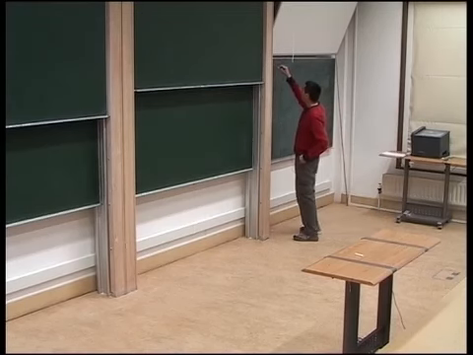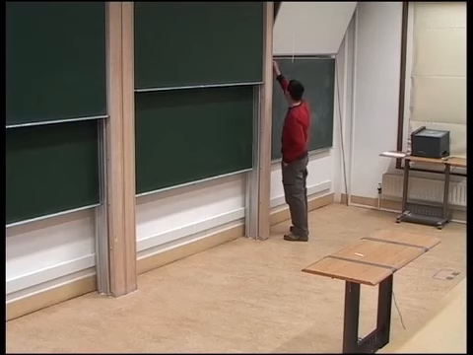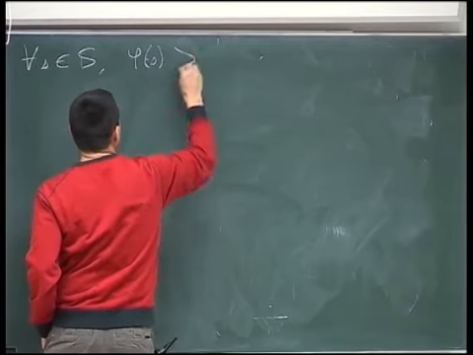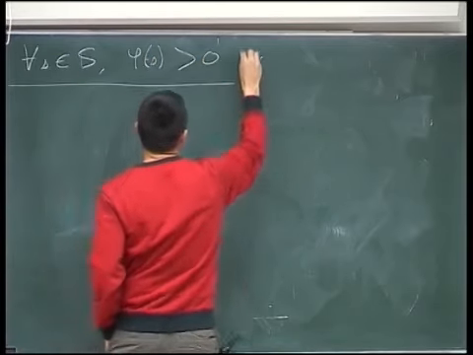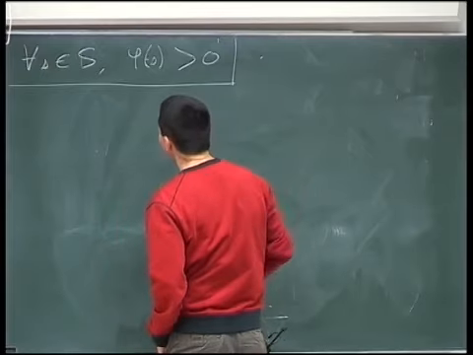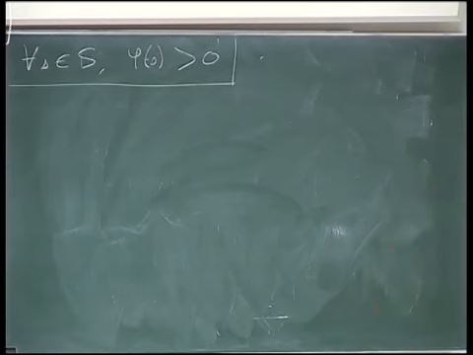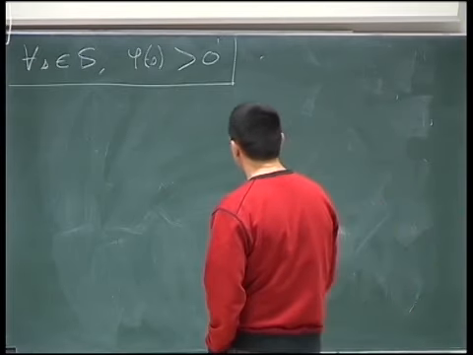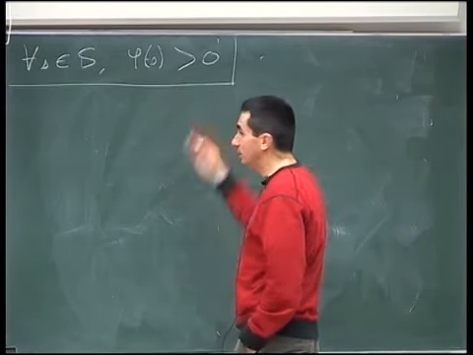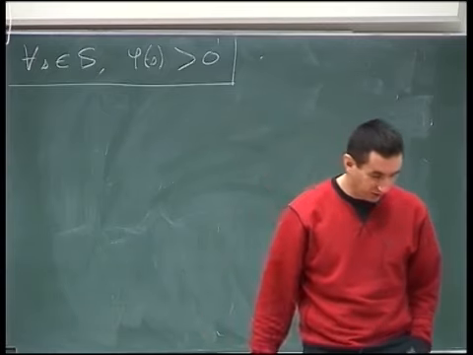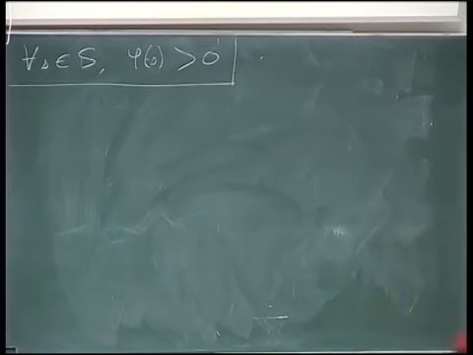And for this, I will assume from now on that for all s in S, phi of s is greater than 0. So this is an assumption. In fact, we can reduce to this case. It's possible to reduce to this case, and in this case, the behavior of the Kazhdan-Lusztig polynomials and of the structure constants in the Kazhdan-Lusztig basis is much better.